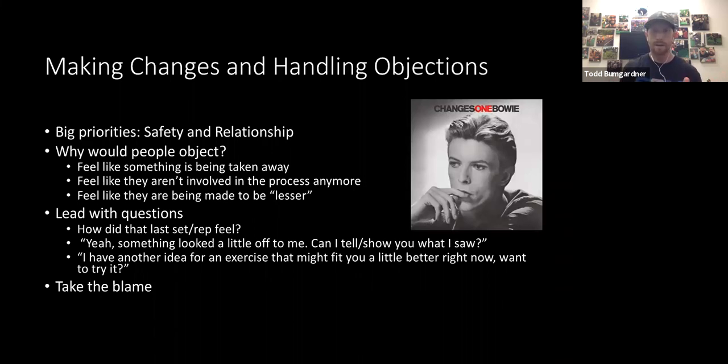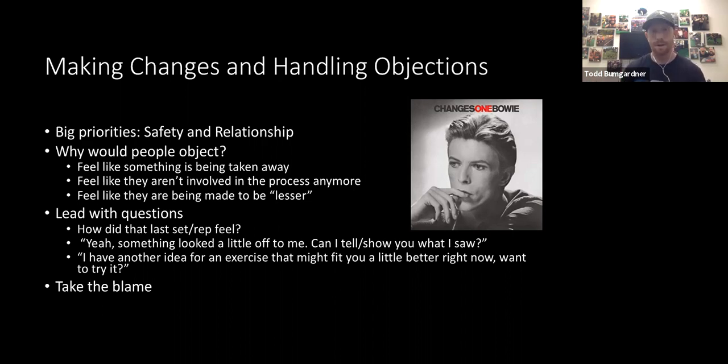Realize that you can deal with that with a very simple statement by saying, hey, we're gonna step away from this for a second. It's not going anywhere. Let's just make sure we have this position and we can work our way back up to it. And to take care of involving them in the process, we lead in with questions. So we start with, hey, how'd that last rep feel? Oftentimes they have some idea that something wasn't right. A lot of people will. Sometimes they won't, and we can talk about how to deal with that. But then we say, yeah, something looked a little off to me. Can I show you what I saw? Give them a demonstration.